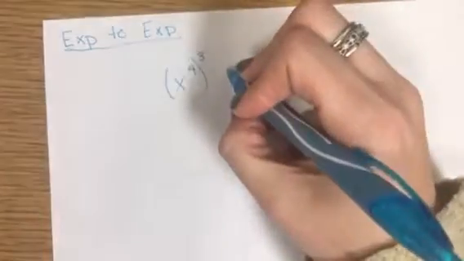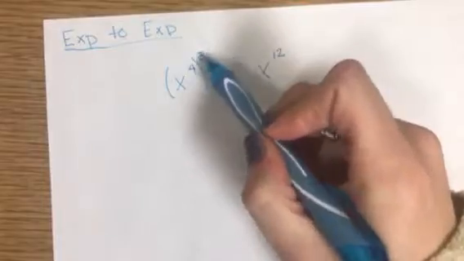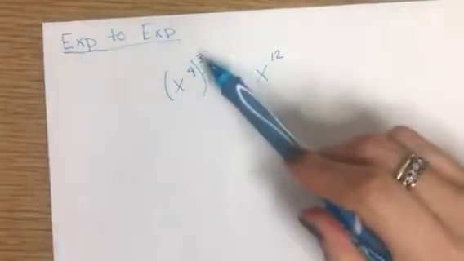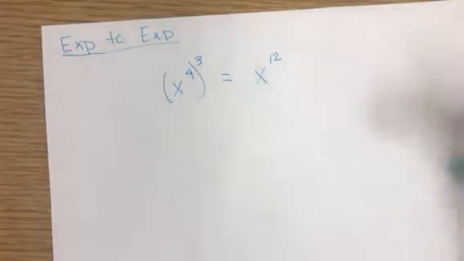In this situation, if we have an exponent to an exponent, we are going to multiply the 4 and the 3. So 4 times 3 gives us 12, and we'd get x to the 12.